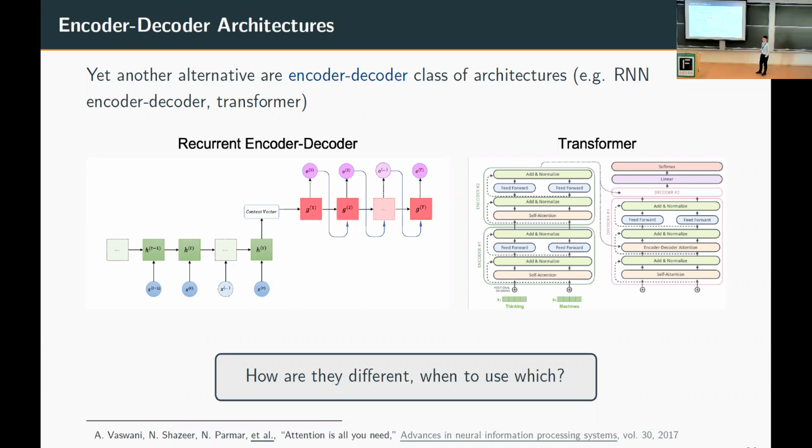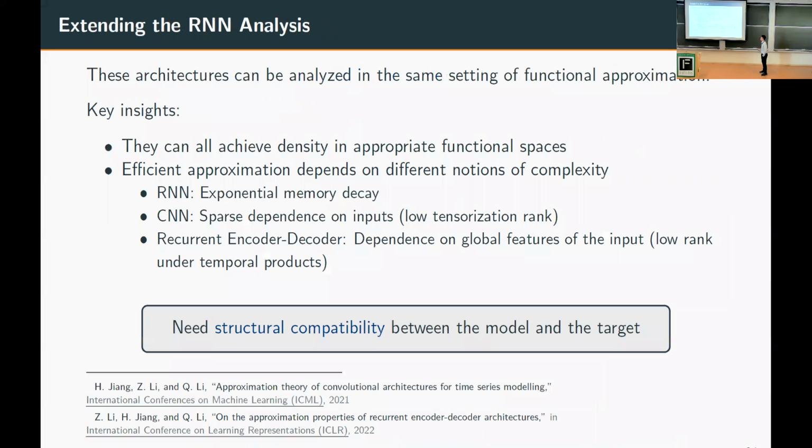But how are they really different? And when do we use which? We can try to answer some of this in the simplified settings. So here's basically the punchline. So we can show that they all achieve density in appropriate functional spaces. Okay, but the Jackson type of results are different for each one of them. Okay. Efficient approximation depends on different notions of complexity. So in the recurrent network case, we already saw that this depends on some exponential memory decay of the target, right? You can approximate it if and only if it has exponential decay in memory.